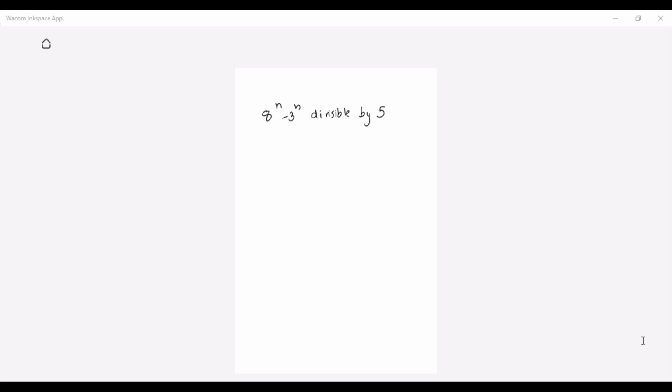Yes, ma'am. So the first term, which is 8 into 8 raised to k, will be written as 5 into 8 raised to k plus 3 into 8 raised to k minus 3 into 3 raised to k. So after that, 5 into 8 raised to k will be the same. From the other two terms, we'll take 3 common. So it will be 3 into bracket 8 raised to k minus 3 raised to k.